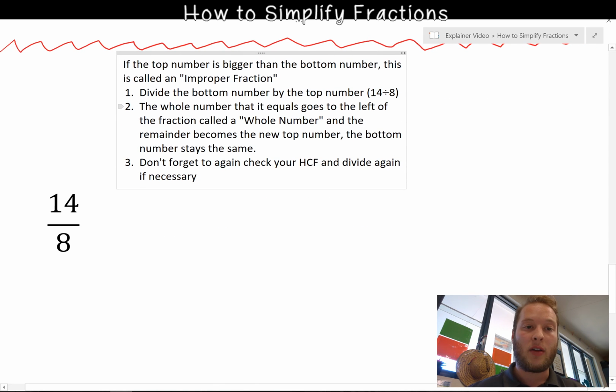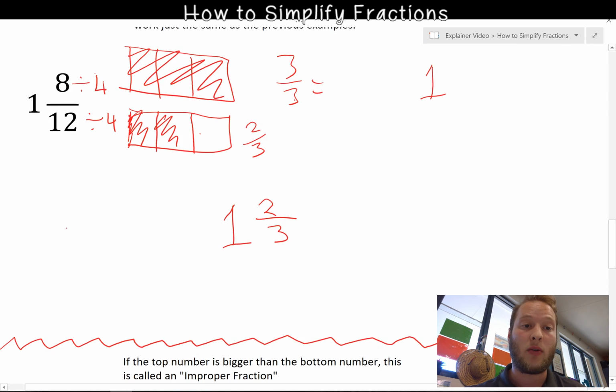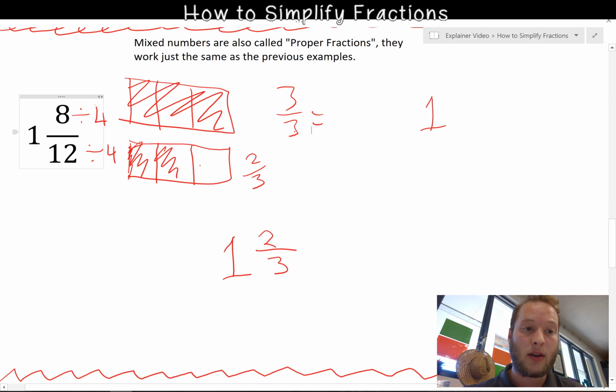Brilliant. Here's an example of something where the top number is bigger. So if we look at the numerator, we can see that it's bigger than the denominator. So we call this an improper fraction. Back over here, where the top number is smaller than the bottom number, we call it a proper fraction.